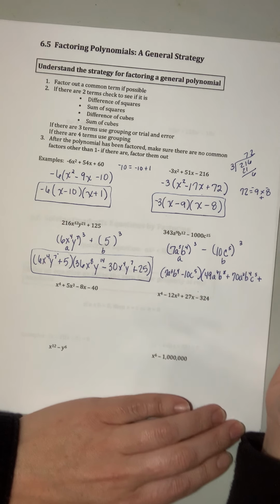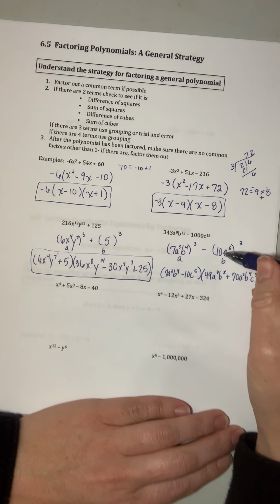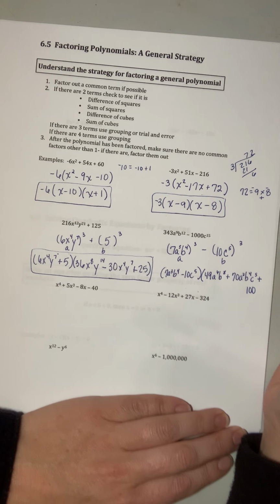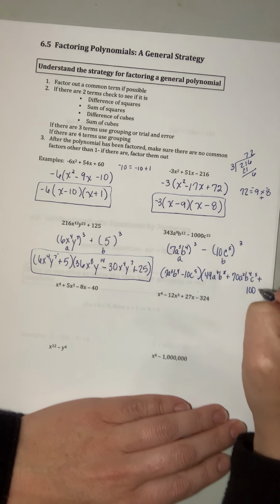And then plus B squared. B is 10, which is 100. 10 times 10 is 100.